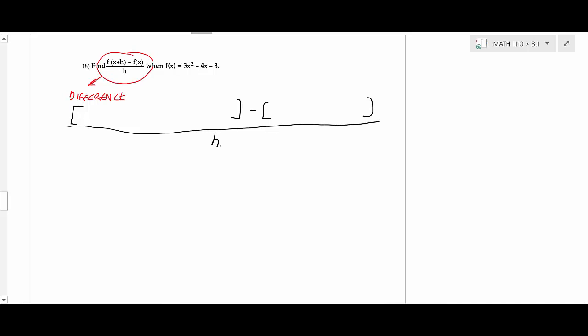So what the difference quotient tells you to do is f of x plus h minus f of x. F of x is going to go there. I gave that to you. I'm always going to give you the function, so you want to put that in the second bracket. That's going to give you 3x squared minus 4x minus 3. Sometimes students who have never done this before have a hard time setting it up.